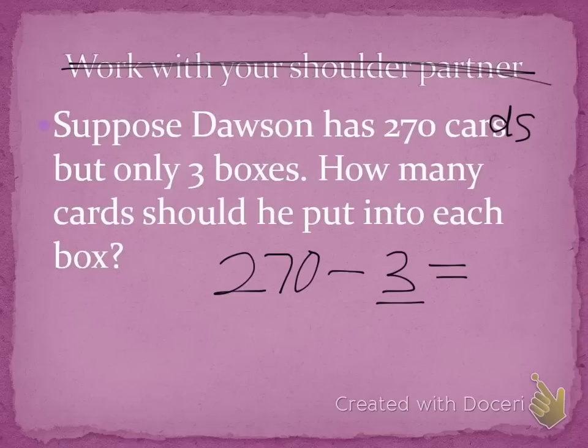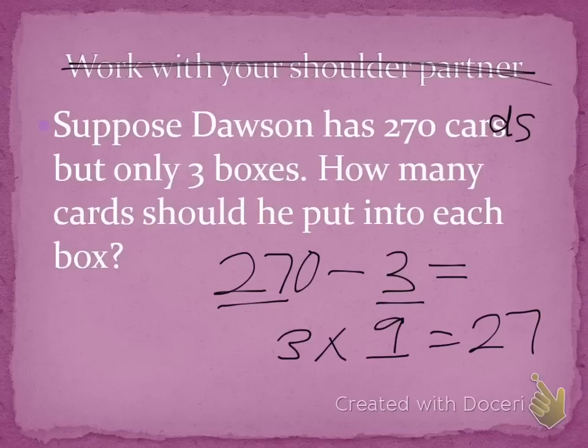So again, the multiplication problem I'm going to focus on would be 3 times what gives me 27, putting my 0 back on at the end. So looking at that, I think about what I know. I'm going to put in my multiples of 10. So 27 divided by 3 gives me 9. So in each box, he's going to end up putting 90 cards.